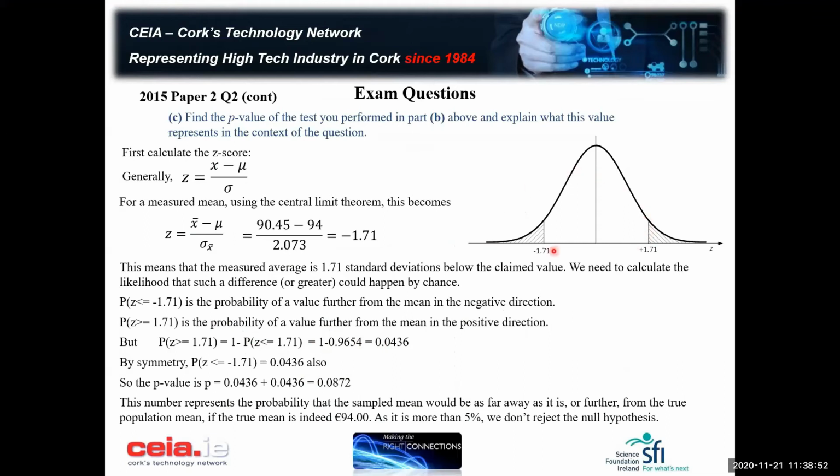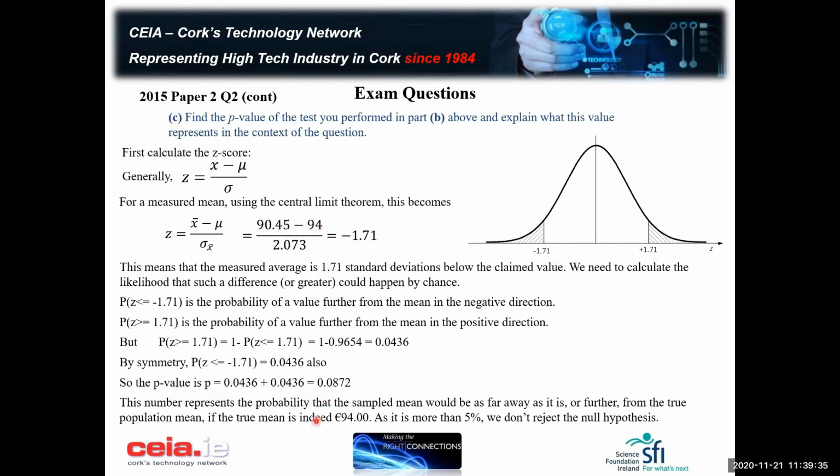1.9654 is the area under here. Subtract that from 1 and we get the area under here, which is 0.0436. So that's 0.0436 under here. We use symmetry to say that this area over here is also 0.0436. And the p-value is a sum of those probabilities, which is 0.0872. So overall, there's an 8.7% probability that we could have got an answer this far away from 94 or more.